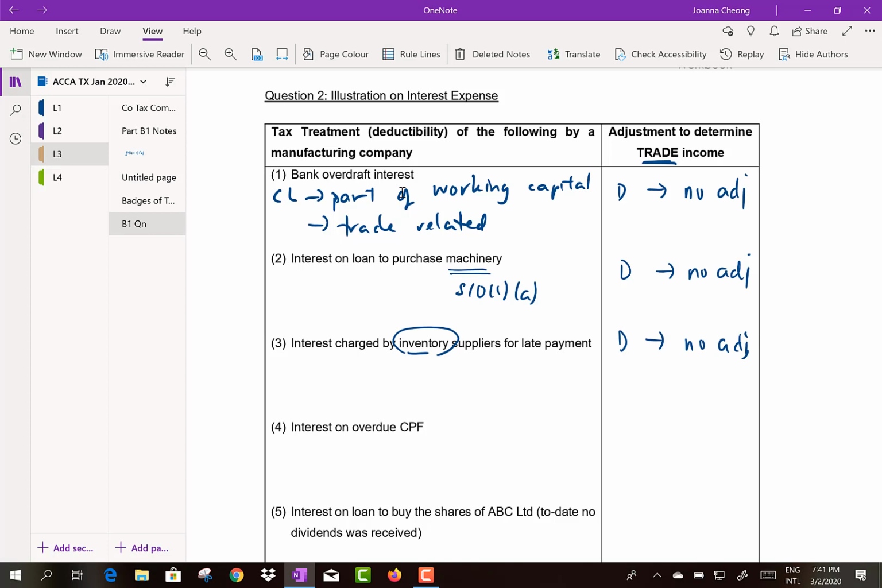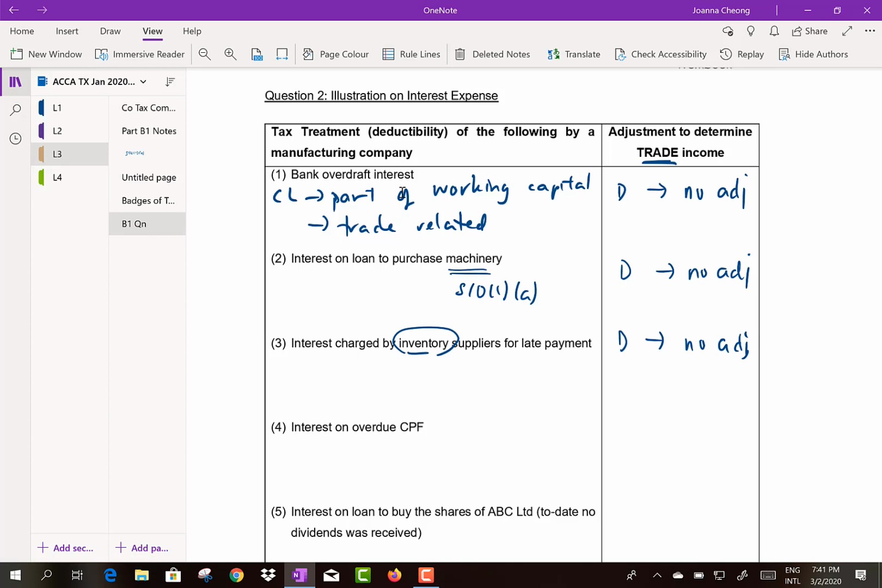So that interest income is not the 10(1)(d) non-business source income. That one is considered as a business source income. It's sourced from your trade. It's a 10(1)(a) interest income. Okay? All right. I'll remind you again when we do a question like this.